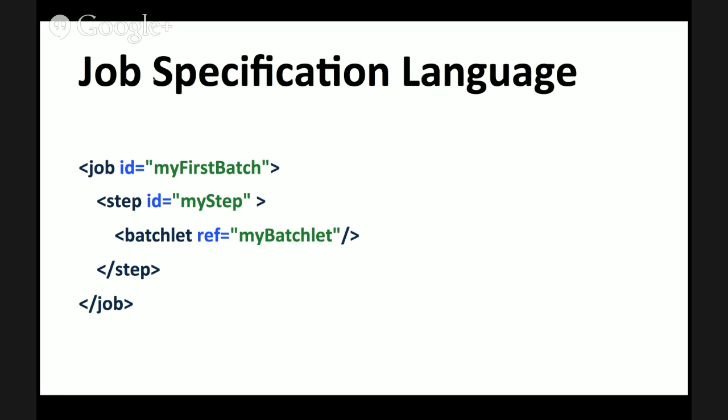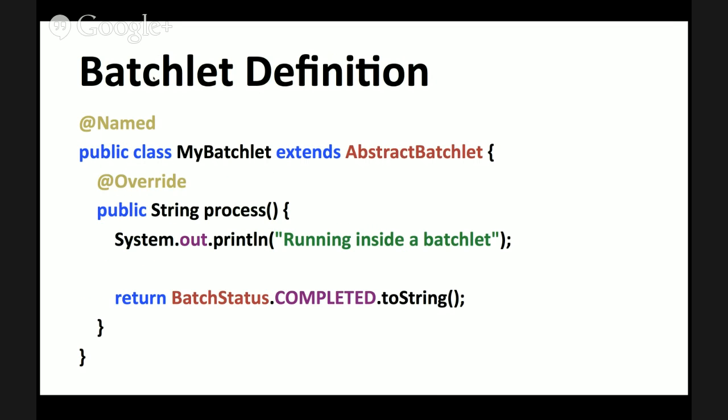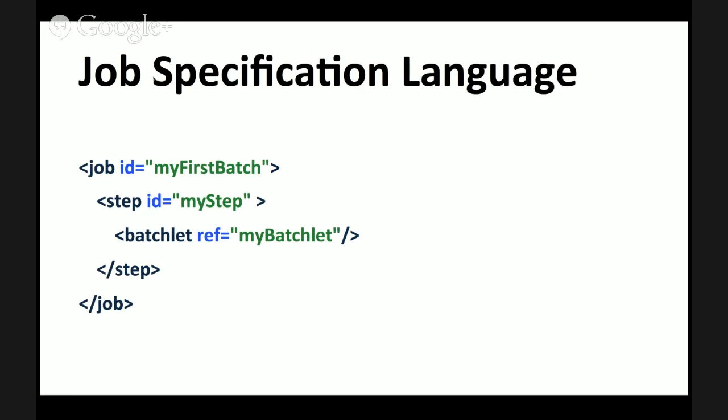As I told before, we need a workflow to specify how my job is going to work. This is a pretty simple job definition as an XML. I'm just going to have a job, a step called my step, and then a batchlet with a reference to my batchlet. This is actually a named bean with this Named annotation from CDI, that's going to be injected on this reference over here.